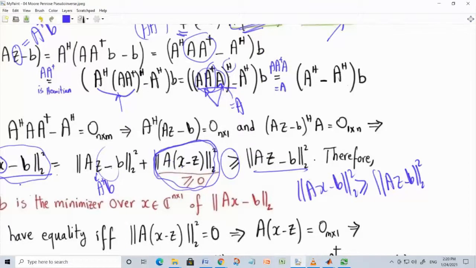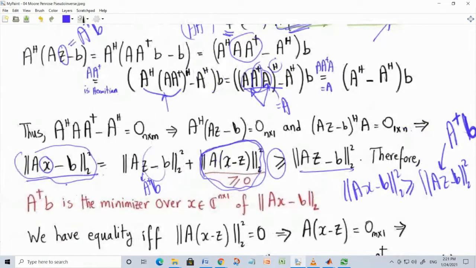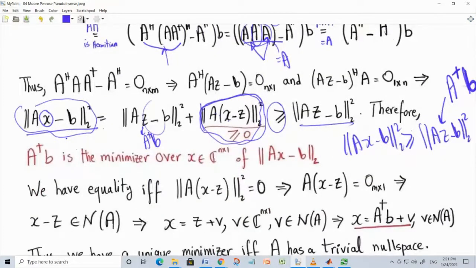That the minimizer of the L2 norm of Ax minus B is Z, and that is the pseudo inverse multiplied by B. Okay, so that's the minimizer. So that's the solution to the least squares problem. Now, can we have equality?